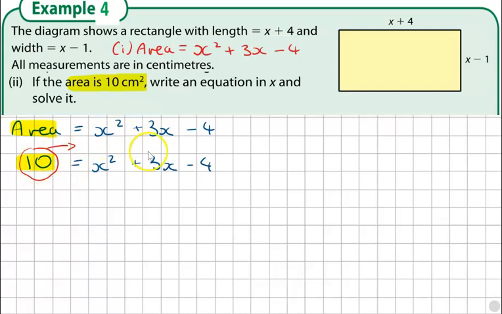We're going to bring the 10 over the equal sign and it will change signs. So we have x squared plus 3x minus 4 minus 10 is equal to 0. We simplify. So minus 4 minus 10 is minus 14. So we have x squared plus 3x minus 14 is equal to 0. So we're trying to solve here.